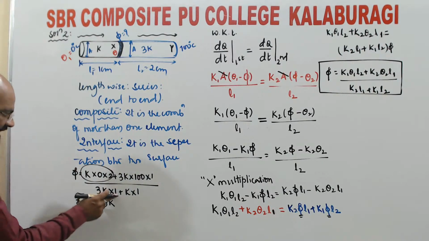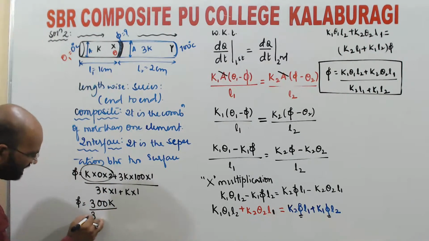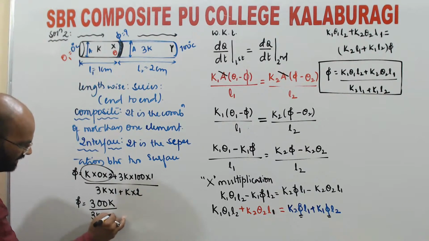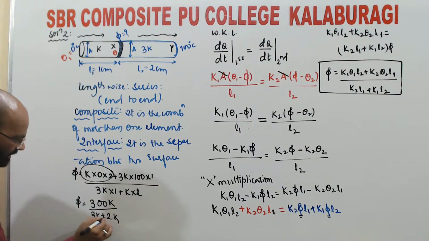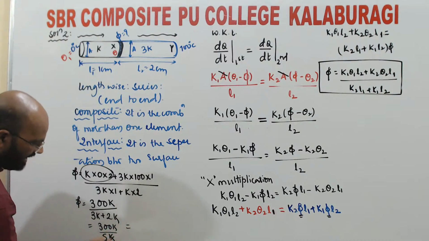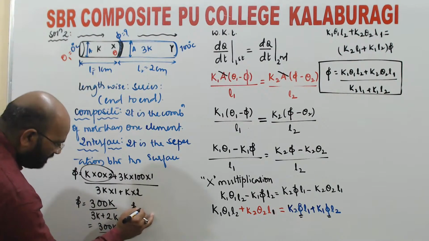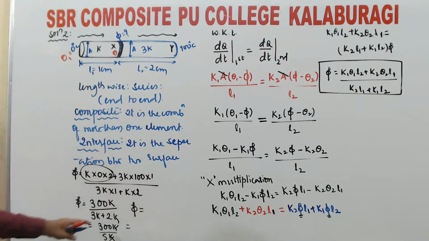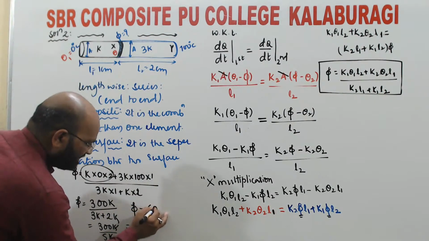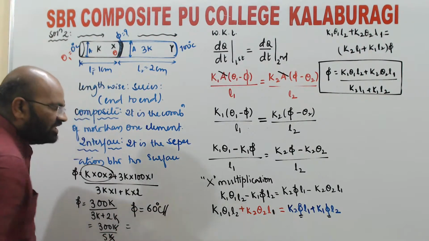Then this is 3K into 1 divided by 3K plus, so this will be 2K. So this will be 2K you get. So 3 plus 2 is 5K. So this is 300K divided by 5K. So K cancels. So the junction temperature will be, so 5 1s are 5, 5 6s are 30. This is 60 degrees Celsius, the junction temperature.